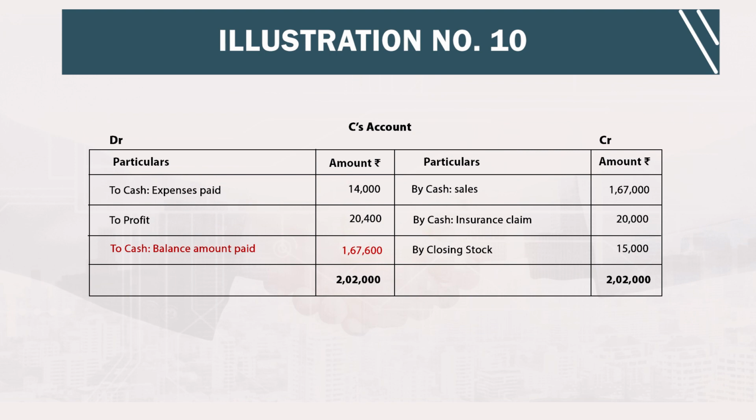Now, C's account. On the debit side, to cash expenses paid by C rupees 14,000, to profit rupees 20,400. Come to the credit side. By cash sales rupees 1,67,000, by cash insurance claim rupees 20,000, by closing stock rupees 15,000. Make total on both sides rupees 2,02,000. There is a difference on the debit side, 1,67,600. So, to cash balance amount paid.